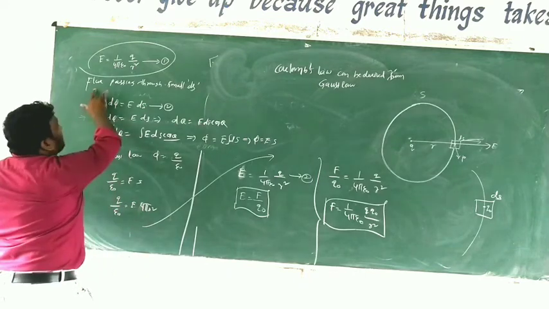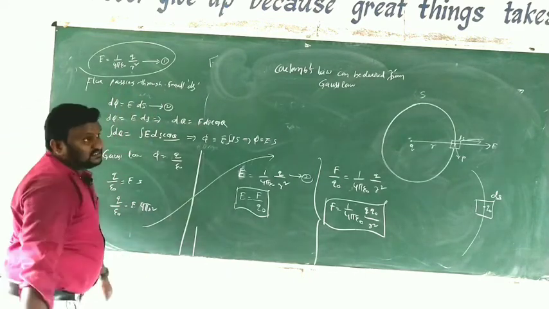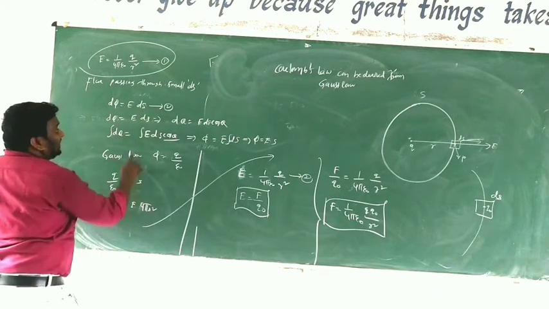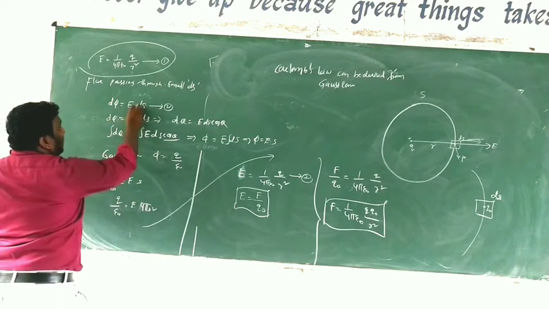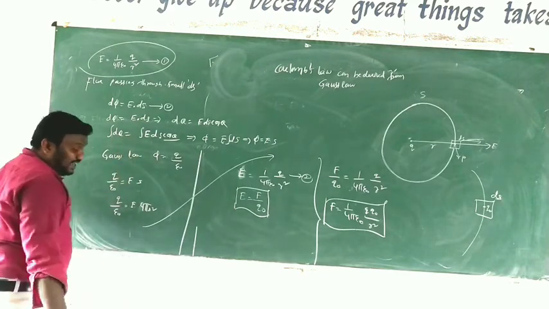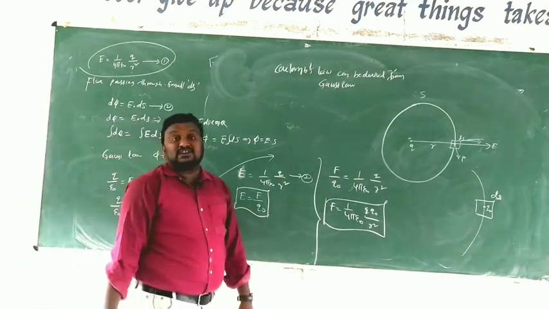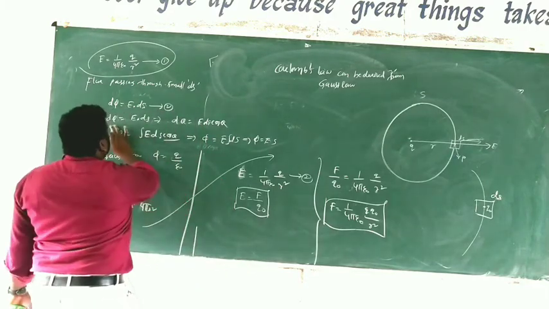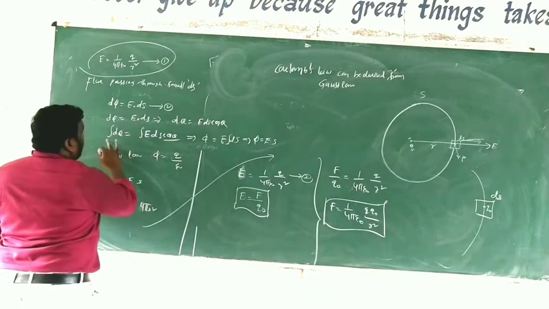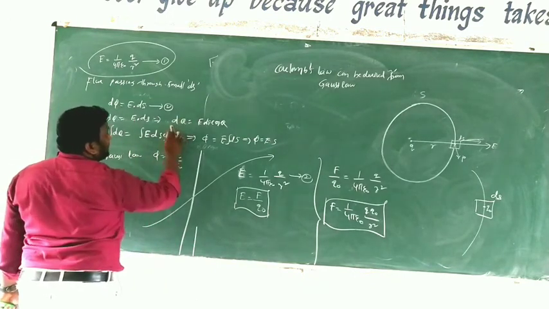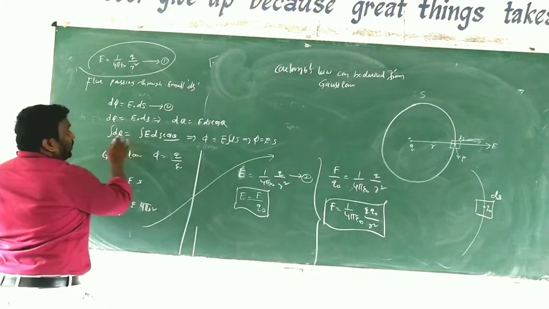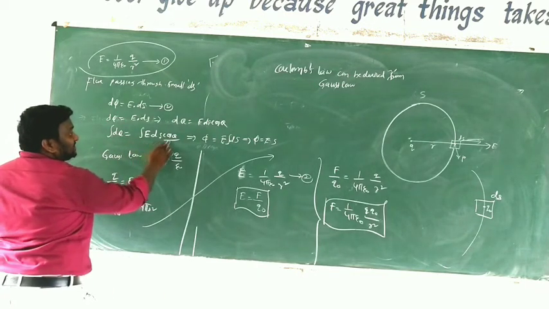For that, the flux passing through the small ds, how can we write? d phi is equal to E into ds, here nothing but E dot ds. We have to read E dot ds like A dot B, that is mod A mod B cos theta. Here d phi is equal to E ds cos theta. This is for the small surface area ds. We want the total surface, so we have to integrate on both sides.